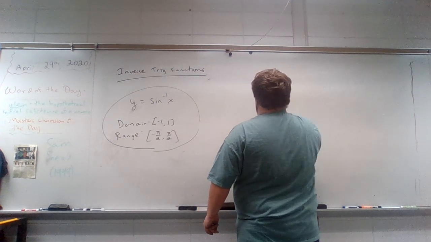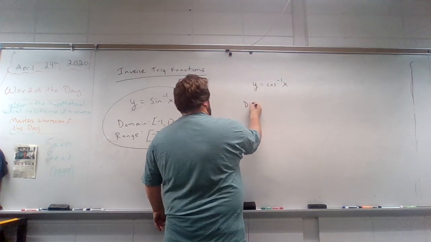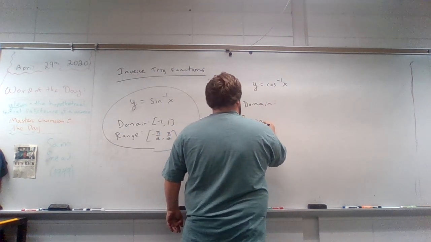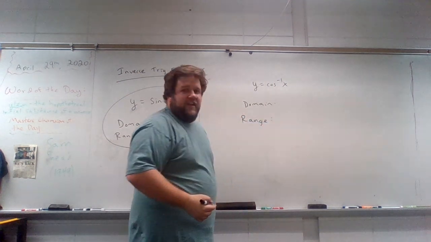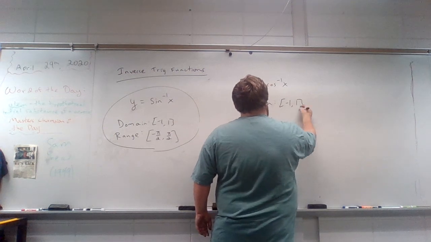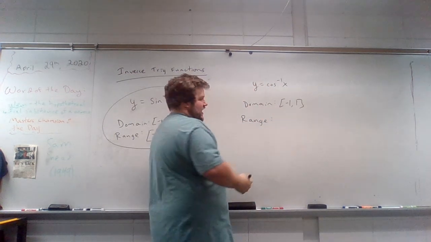Okay, so I'm going to write down the other ones. And not talking about the restricted, just I'm going to write down what the domain and range is for these. So domain and range. So for cosine inverse, our domain is actually negative 1 to 1. And our range is actually 0 to pi.